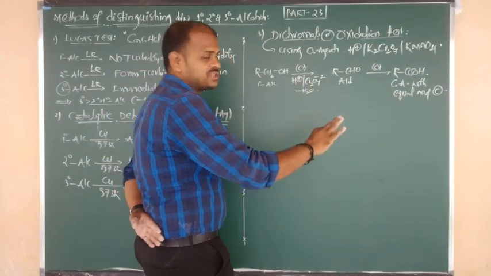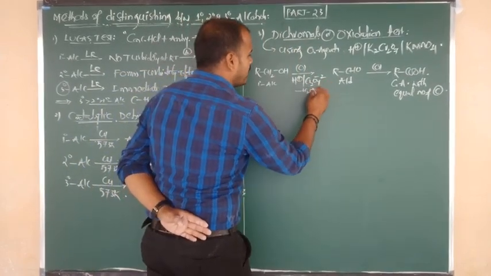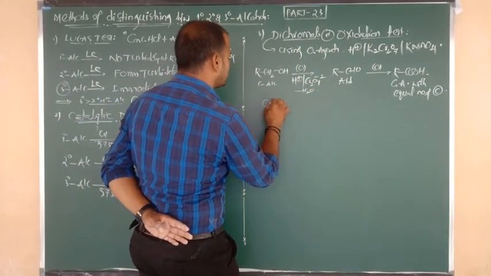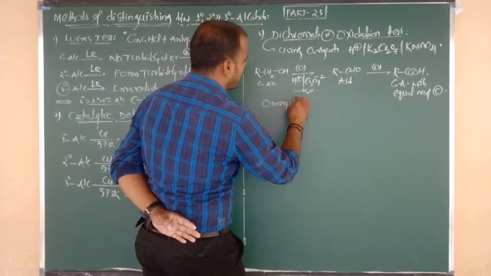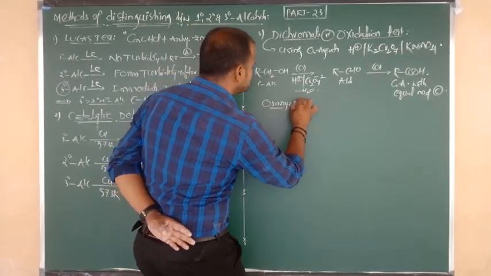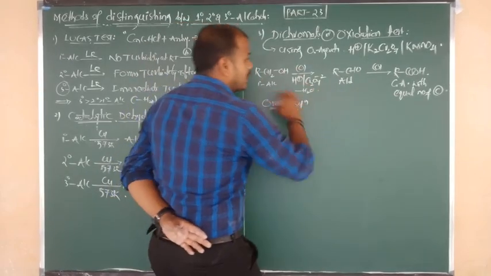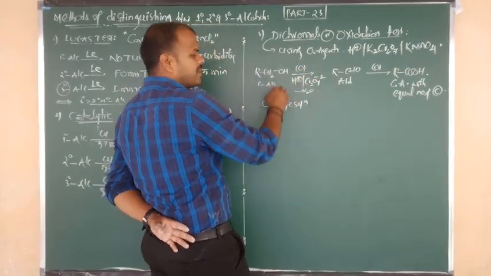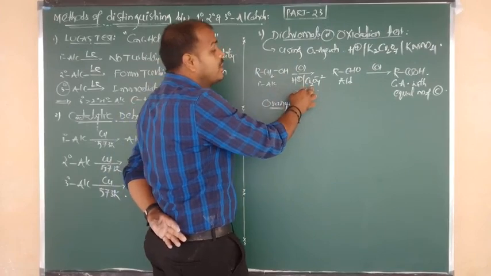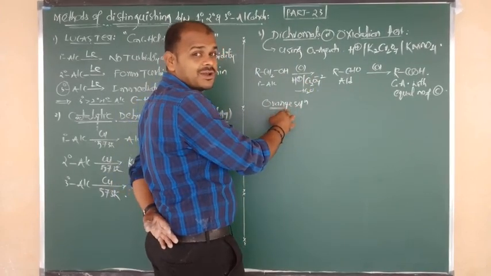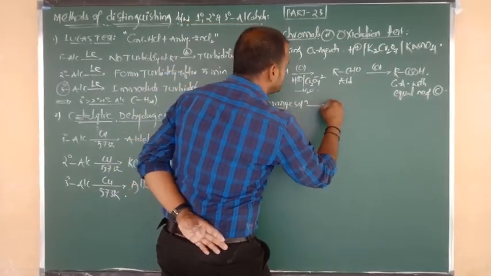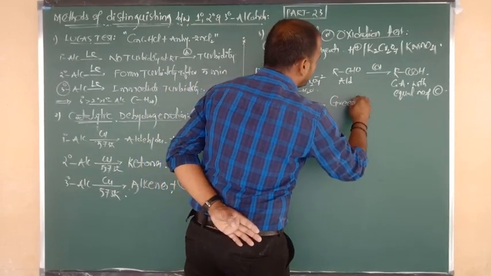So in this reaction, the color of potassium dichromate is orange. Which color? Orange color. So the orange solution of potassium dichromate, as we are adding potassium dichromate, the original color is an orange solution. The orange solution changes into green.